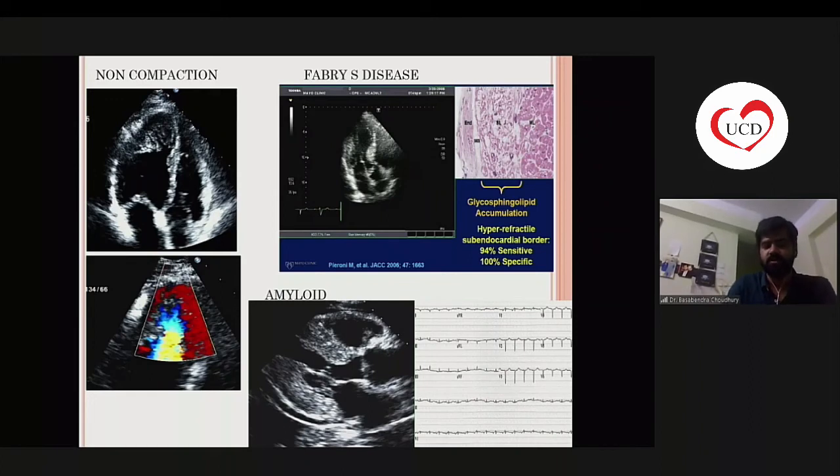Fabry's disease is a lysosomal glycolipid storage disorder. It is due to deposition of glycolipids in the interstitial spaces. And a hyperrefractile lateral subendocardial border is often suggestive, although often endomyocardial biopsy is required. Amyloid, we can see the hyperrefractile spots throughout the myocardium, often called the starry sky appearance, with typical low voltage ECG. Next slide.